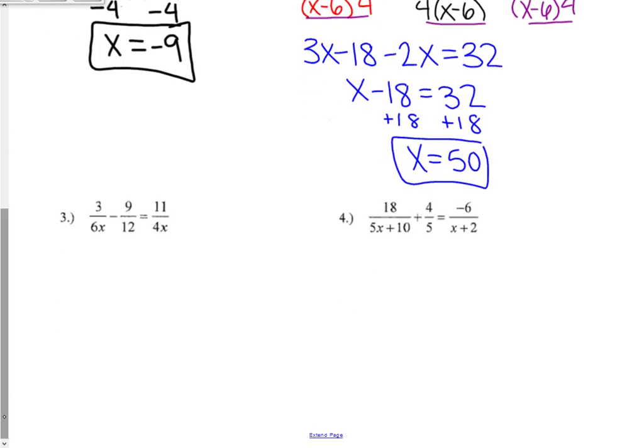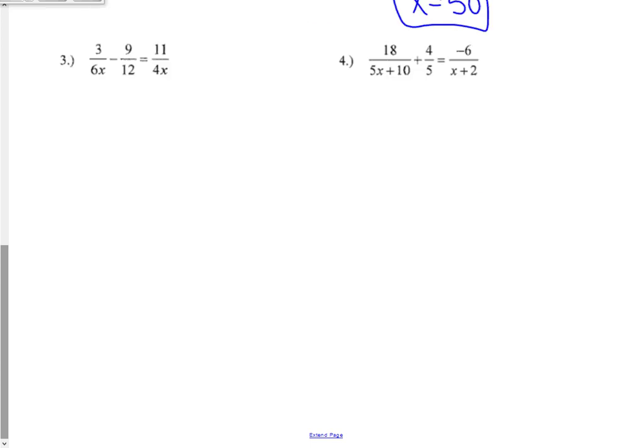Okay, let's look at number 3. So number 3, again, I have 3 fractions and none of them have that common denominator. For me, I would think of this as my variables, and I would also think of this as my numbers. So when I start with numbers, I have 6, 12, and 4. So I want the least common denominator between 6, 12, and 4, so I'm looking for that least common multiple, which is going to be 12.